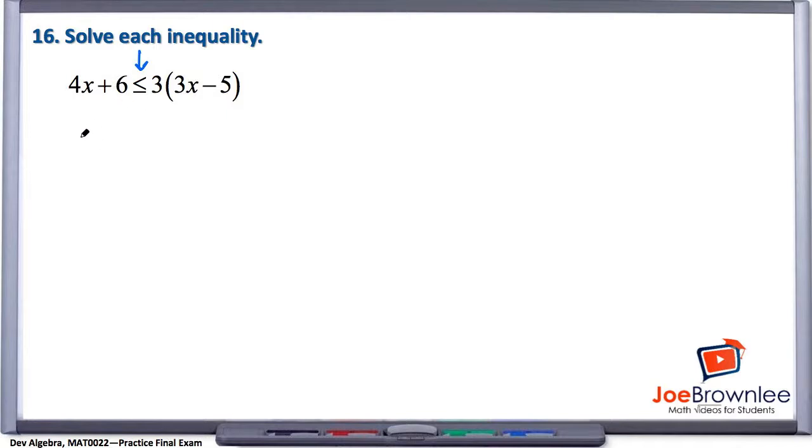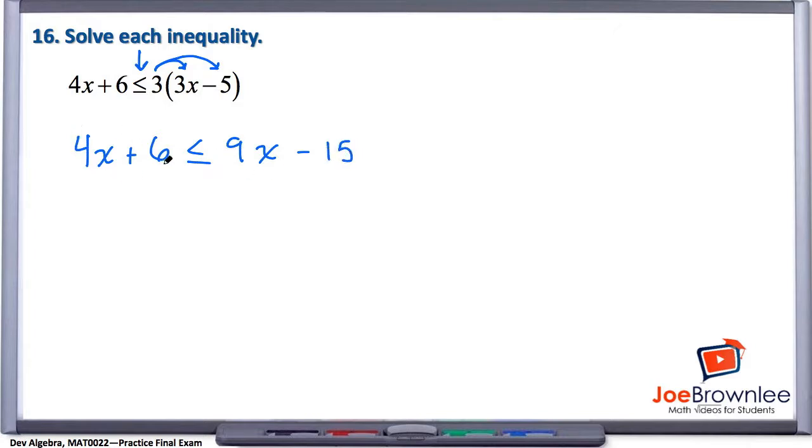Here on the left, 4x plus 6, well, we can't simplify that any further. 4x and 6 are not like terms. One has an x, one does not, so we cannot combine anything here. And then we have less than or equal to. Here on the right-hand side, we can distribute this 3 through the binomial. So we have 3 times 3x, which is 9x. 3 times negative 5 is minus 15.